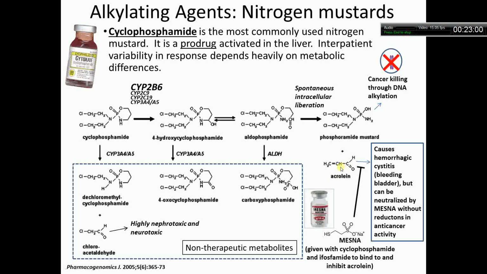So if we have all these channels and transporters on the membrane dysfunctional, eventually the cells will die. So we do get bladder damage. Hemorrhagic cystitis or bleeding bladder can happen. Okay, Mesna is our antidote here.